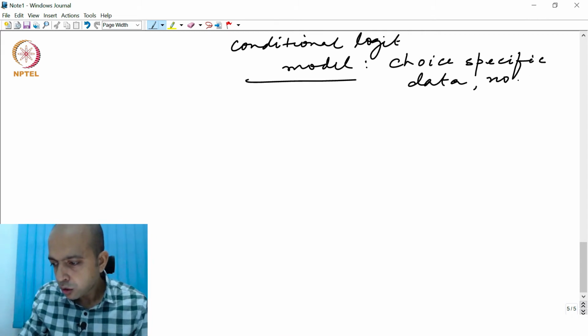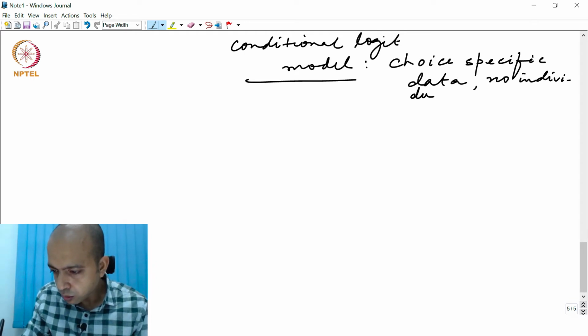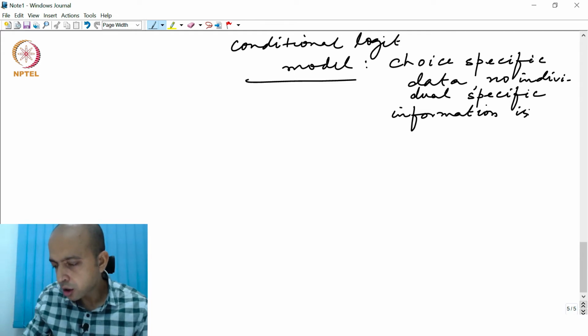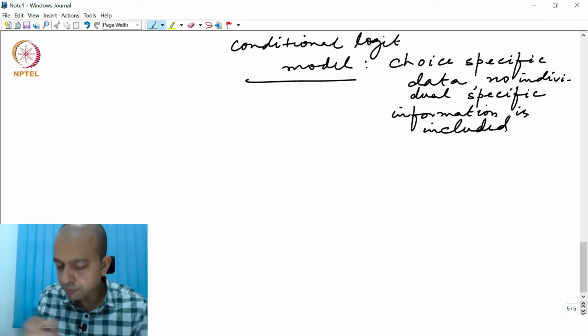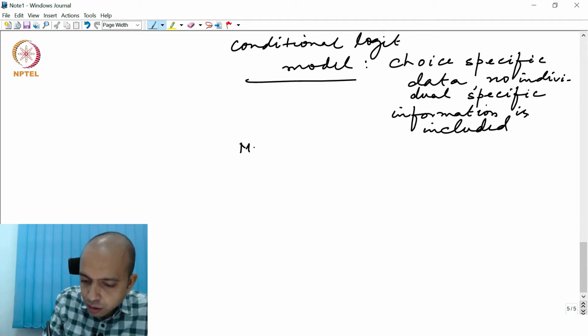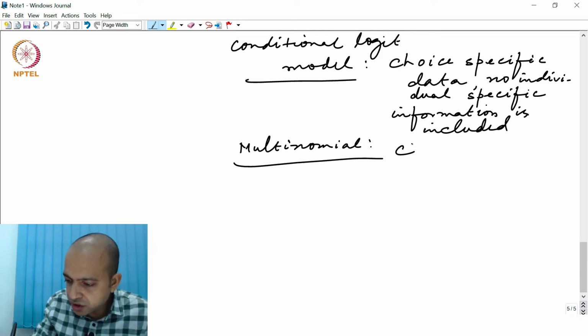No individual-specific information is included. Okay, if it is multinomial, this is called chooser-specific data.